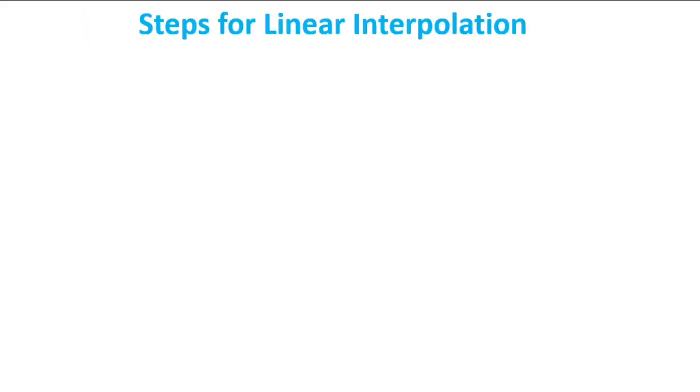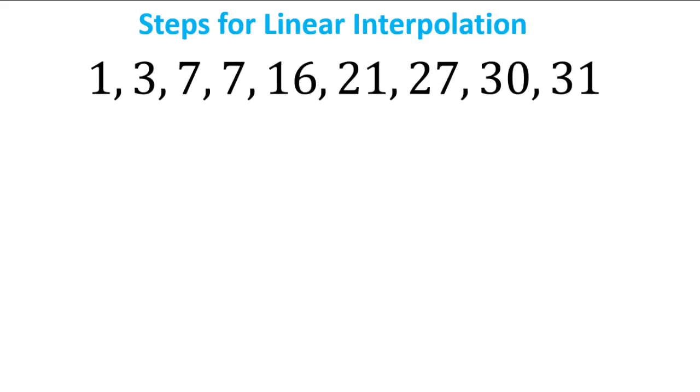So, here are the steps for linear interpolation. Given the distribution 1, 3, 7, 7, 16, 21, 27, 30, and 31, we know that the position of the first quartile is located at 2.5, correct? If we are just using Mendenhall and Sincich, this is approximately equal to 3, so the position of the first quartile is at the third element. But you're looking for the exact value, so you will be using linear interpolation.